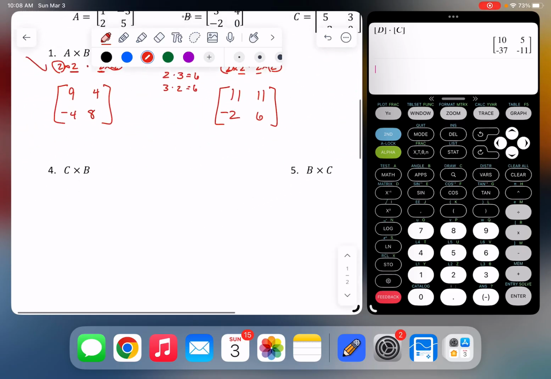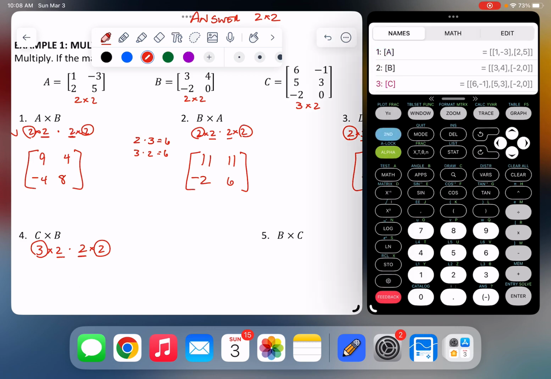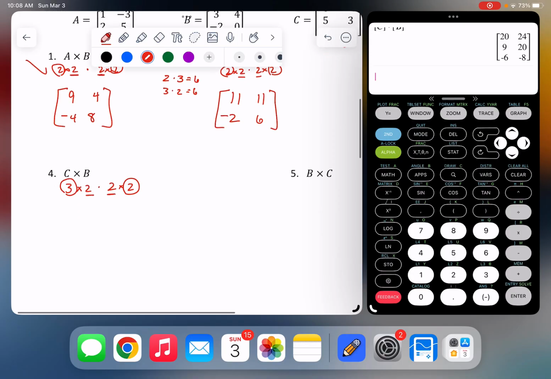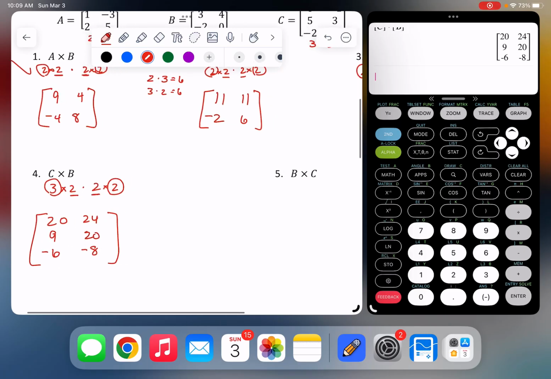And then a couple more here. C times B. C is 3 by 2, and B is 2 by 2. So again, those match, we're good. Our answer is going to be a 3 by 2. So if we go second matrix C times second matrix B, we get that 3 by 2. We got 20, 24, 9, 20, negative 6, negative 8. Okay, and then we got that. Now again, C times B and B times C are not going to be the same thing.